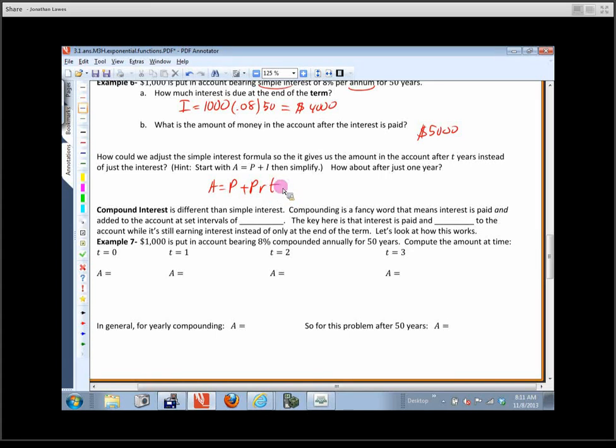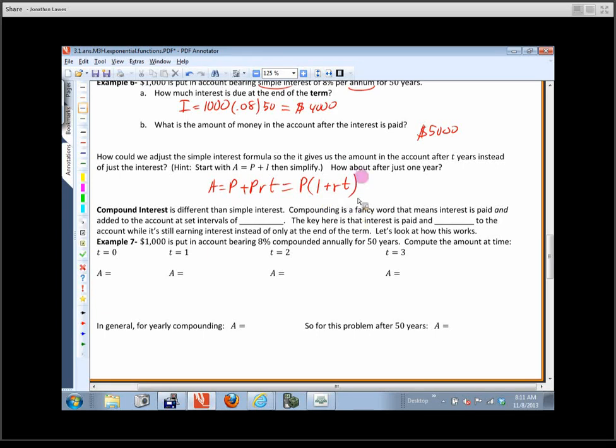Now that formula looks just fine, but let's make it look a little bit better. There's a P in each one of those terms, so I'm going to factor out a P, and I'm going to end up with 1 plus RT. Good there.